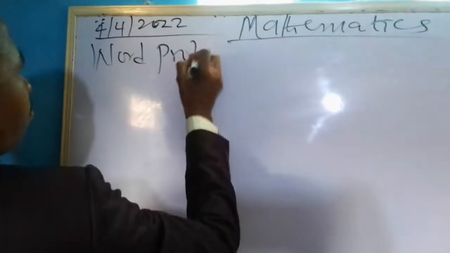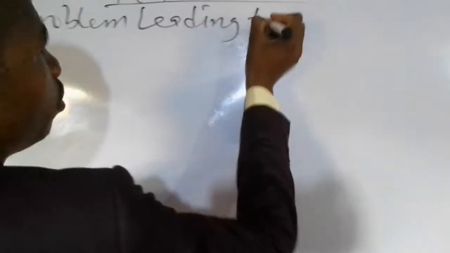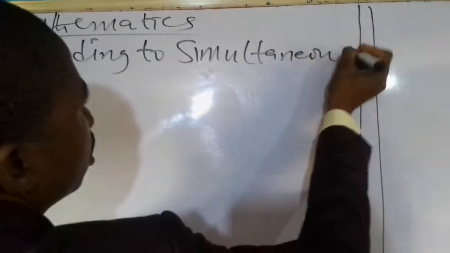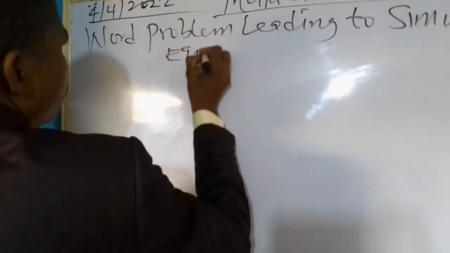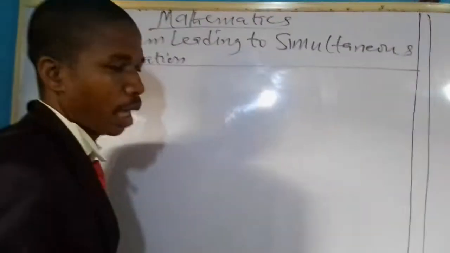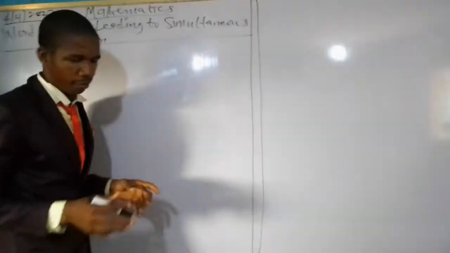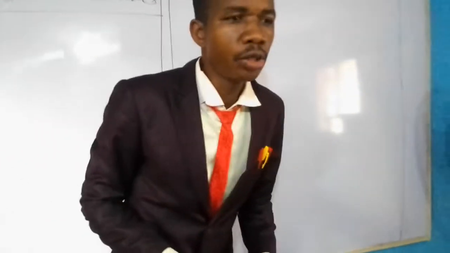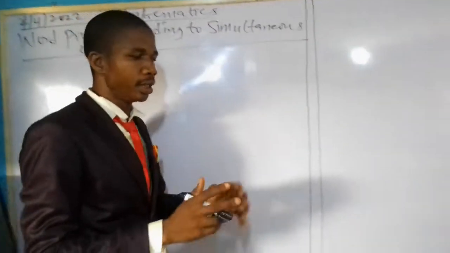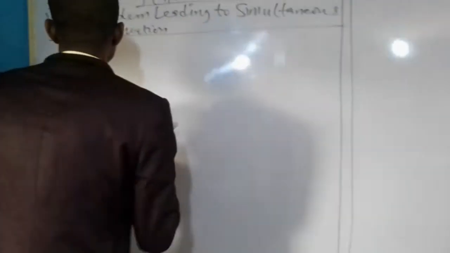Before we look at word problems leading to simultaneous equations, let's look at the meaning of simultaneous equation itself. A simultaneous equation is a type of equation that involves two unknowns moving in the same direction, that is along a straight line.